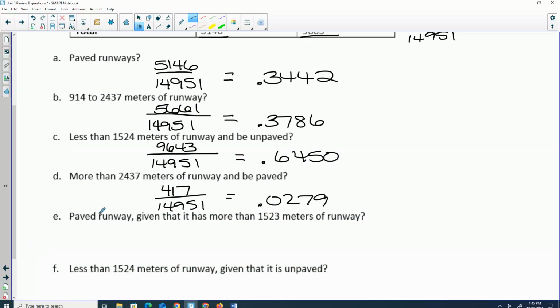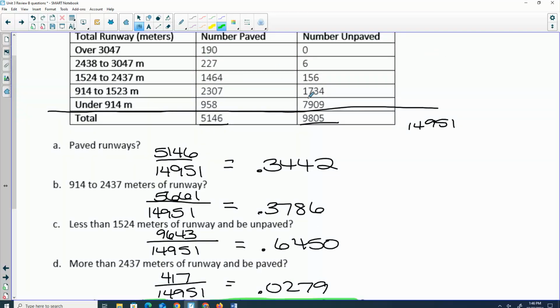All right. Now E. These are givens. When you see a given, that means it is no longer out of everything. My condition is it's more than 1,523 meters of runway. So on my table, I'm only looking at things that are more than 1,523. So that's these 6 numbers. That's all we're looking at. So that's my total. We have to add those up, and that would be our denominator.